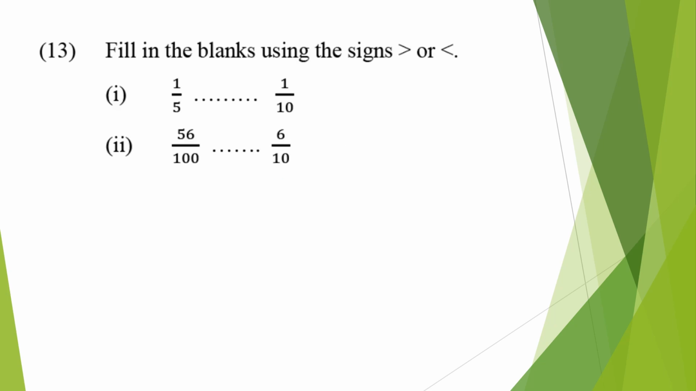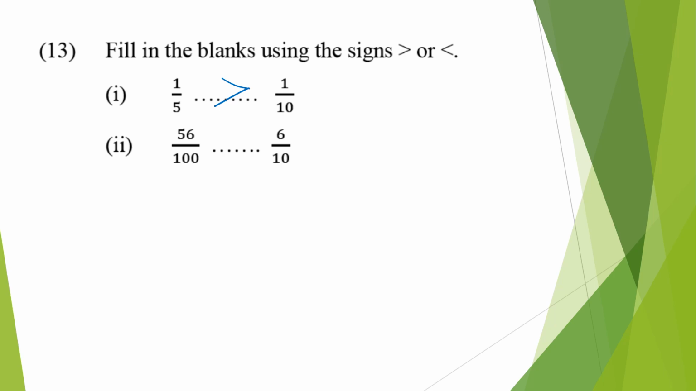Fill in the blanks using the sign greater than or less than, right? So this is 1 over 5, this is 1 over 10. When the numerator is equal and the denominator is not equal, the fraction with the smaller denominator is greater. So here we have to take it like this: 1 over 5 is greater than 1 over 10.